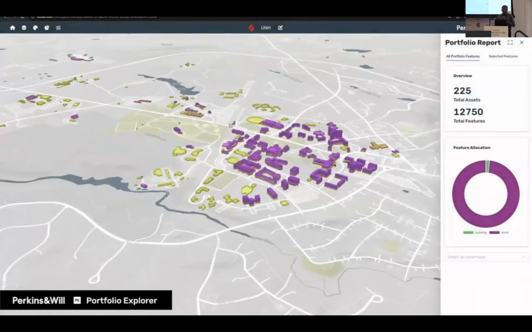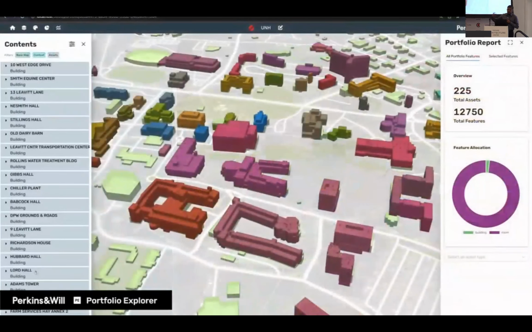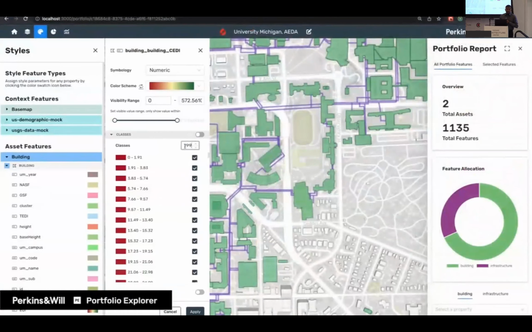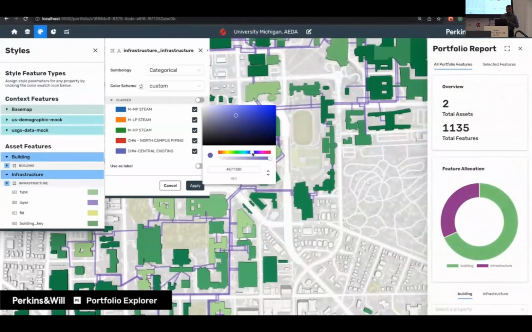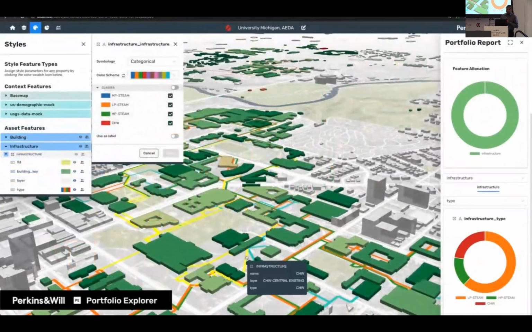Take the idea of Portfolio Explorer that we showed. Can we do this at scale on all of our projects? So import data from BIM, present data in a very compelling way to our clients to solve real problems, especially for portfolio clients, as they look at portfolios and especially utilization of portfolios across campuses in the post-pandemic world.